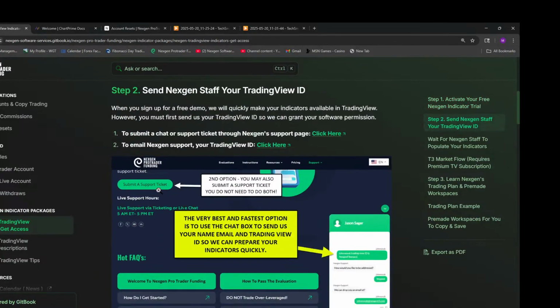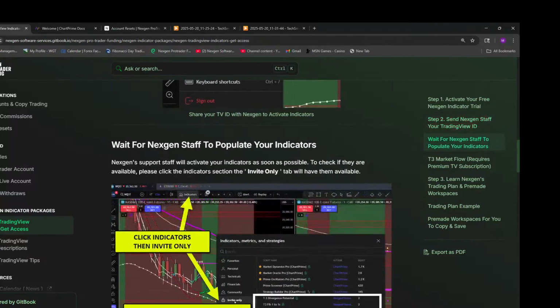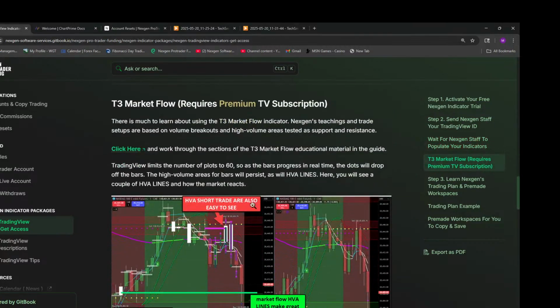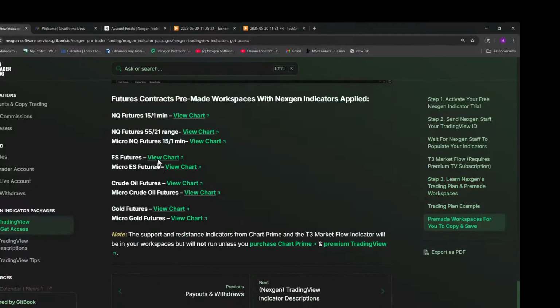So you'll send the TradingView. Here's all the instructions. You'll send him your TradingView support ticket. He'll give you the indicators. You'll be able to put them on there. And then he's also got workspaces for everybody.